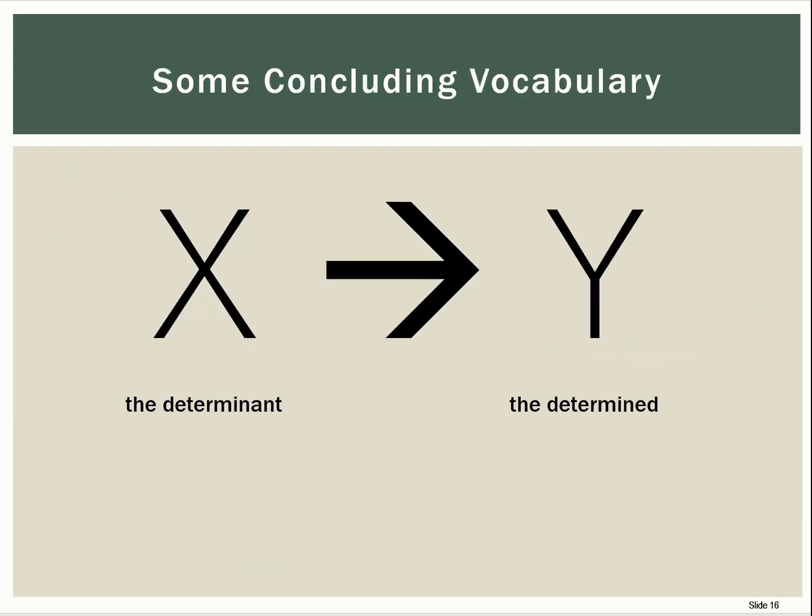And that concludes our lesson on functional dependencies. I just wanted to end with a few definitions. When you see a functional dependency, such as X functionally determines Y, then X, the left-hand side, we call that the determinant, and Y on the right-hand side, we call that the determined. And you will use these words as we approach normalization in upcoming lectures.